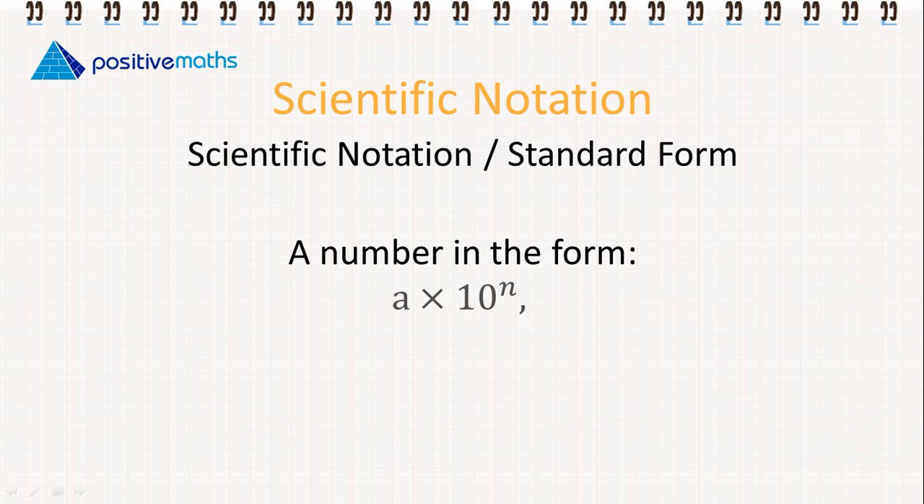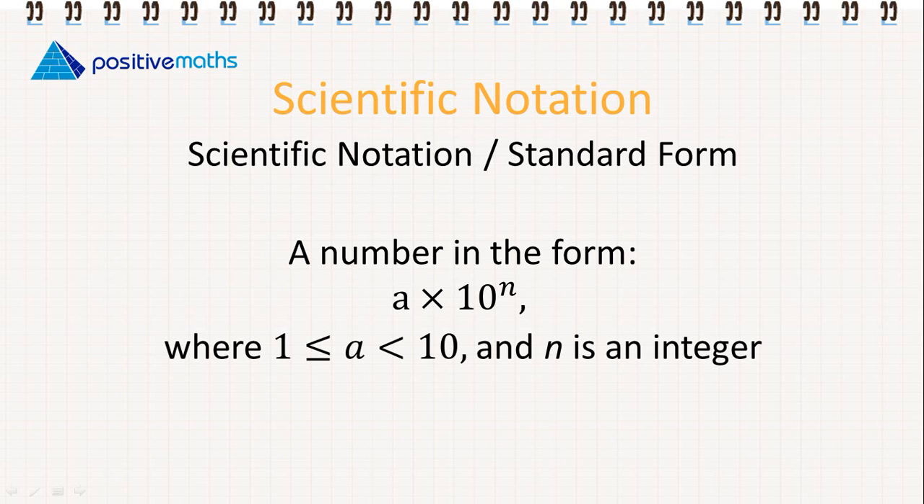It is a number in the form a multiplied by 10 to the power of n, where 1 is less than or equal to a, which is less than 10, and n is an integer. So a has to be between 1 and 10, but cannot be equal to 10. And n is an integer, so it's a positive or negative whole number. It cannot be a fraction or a decimal.